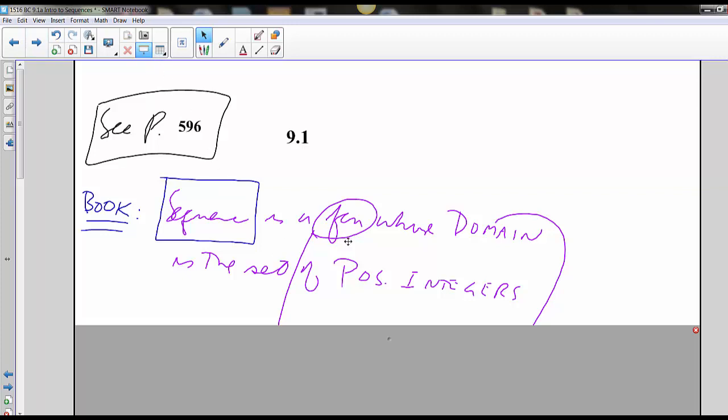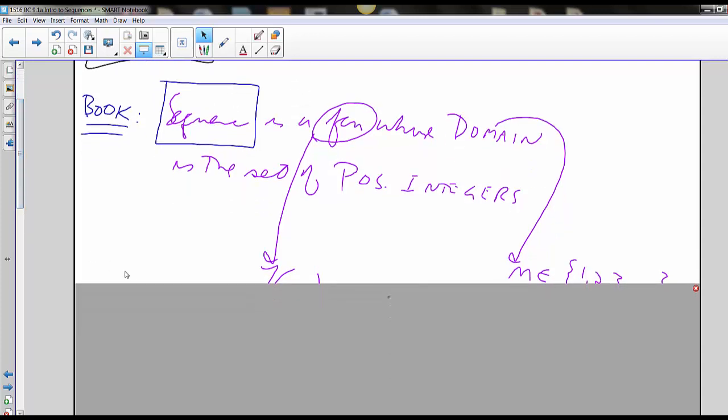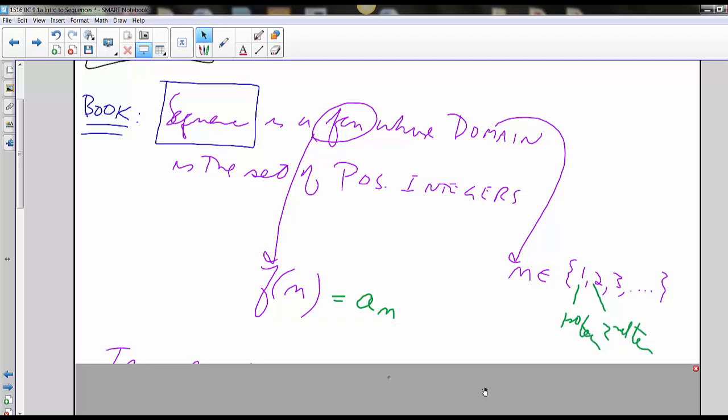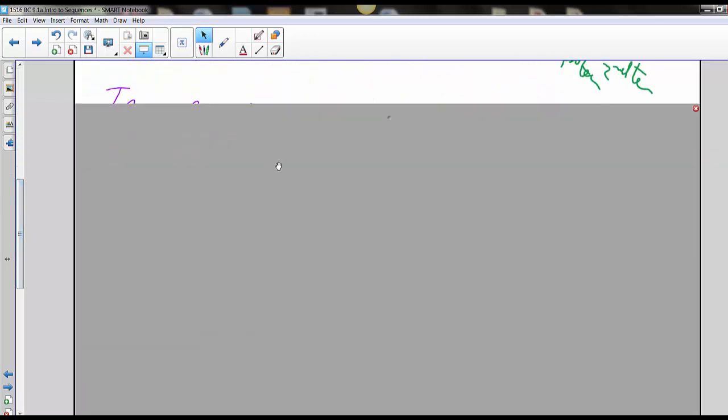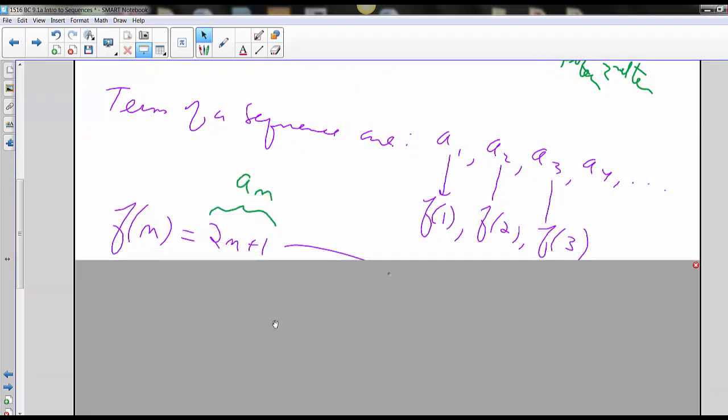Now, they're going to define what a sequence is. A sequence is a function whose domain is the set of positive integers. That's because we're talking about the first term, the second term, etc. So the domain is the positive integers, and the function is a function of n. We're going to call that f of n equals this expression a_n, and the n's are going to be 1, 2, 3. The terms of a sequence, therefore, are a_1, a_2, a_3, which is f of 1, f of 2, f of 3.